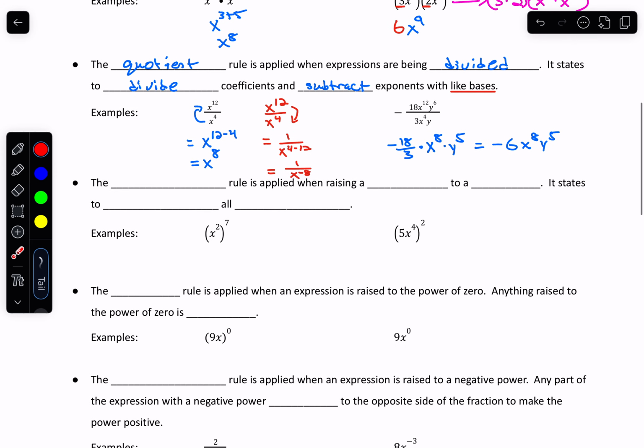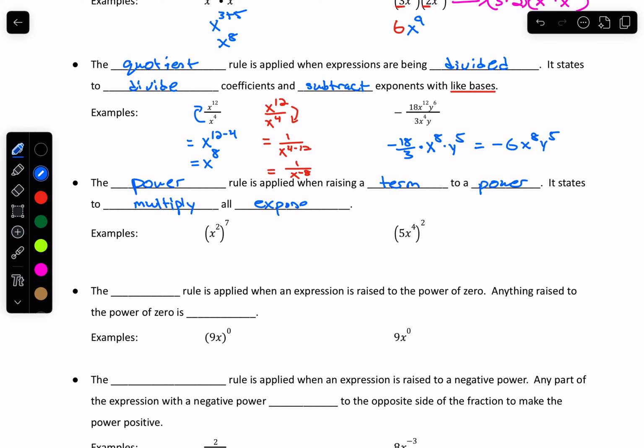Okay, our next rule is called the power rule. The power rule is applied when raising an expression or a term to a power. It's called the power rule because we have a term raised to a power, and it states to multiply all exponents.